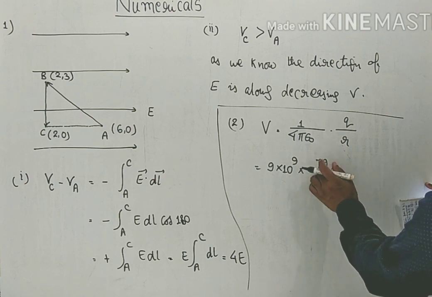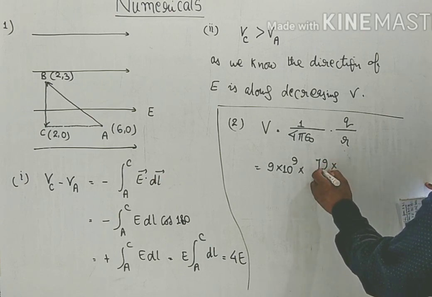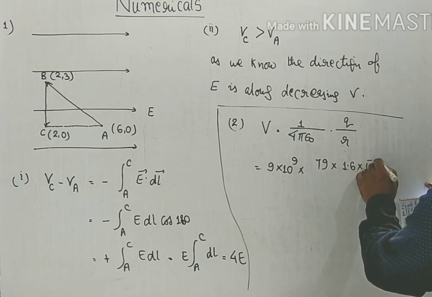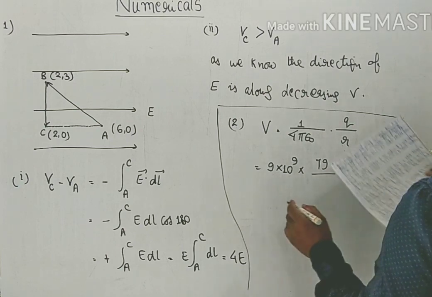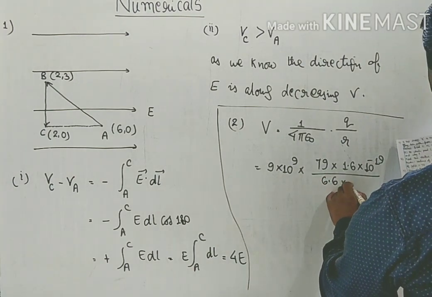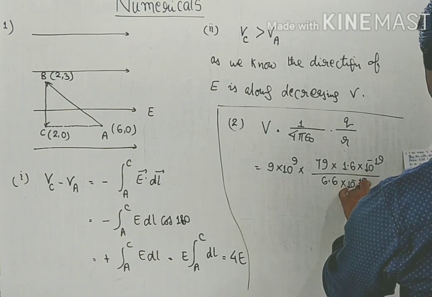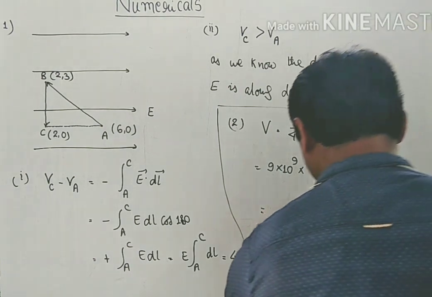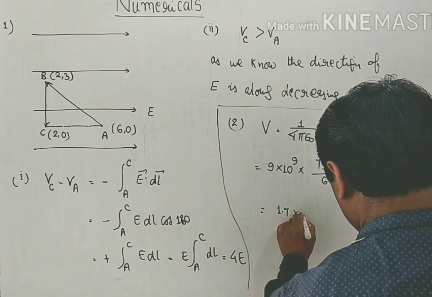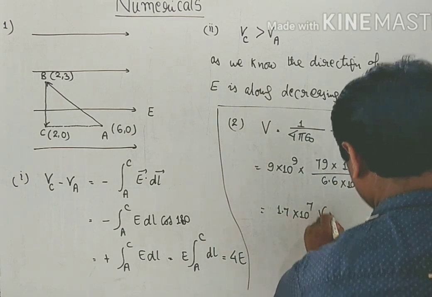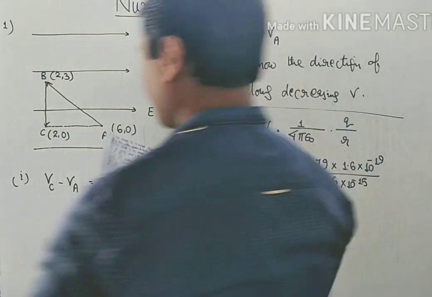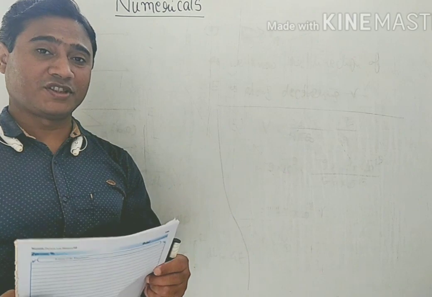So this is number of electrons equal to atomic number into charge on electron, 1.6 into 10 to the power minus 19, upon how much is the radius. Radius is given to be 6.6 into 10 to the power minus 15 meter. So students, when you just solve it, you'll be getting 1.7 into 10 to the power 7 volt as your answer. Okay, let's move on. So let's have next question number 3.